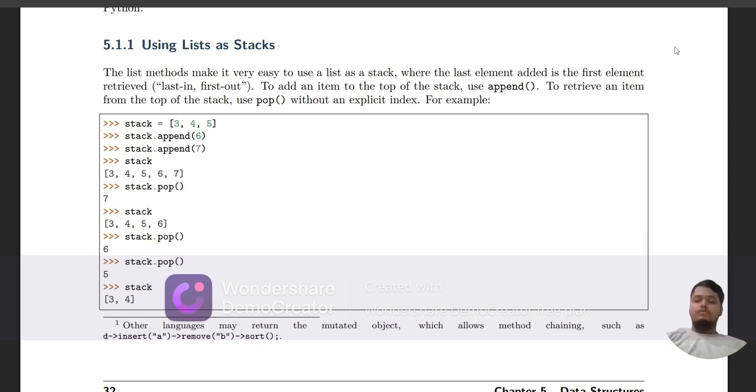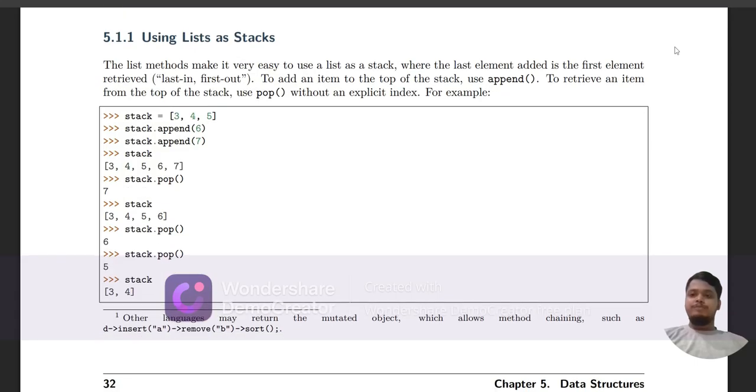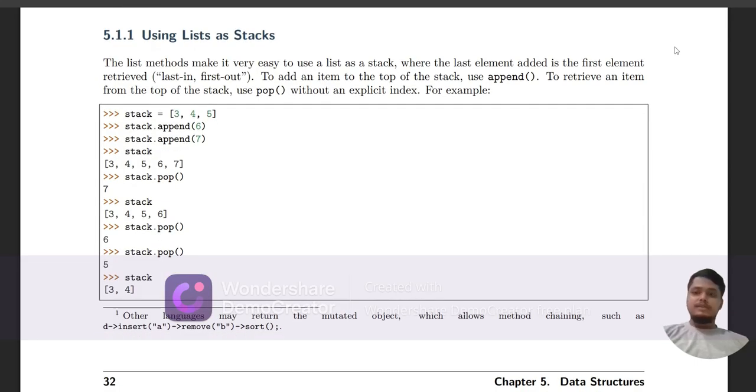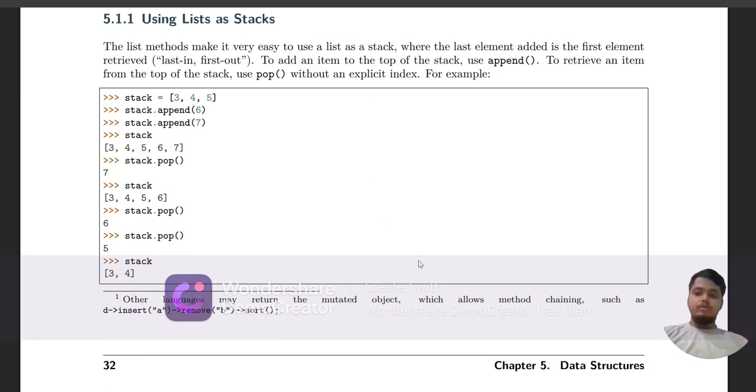Now, let's start with our topic that we have left behind: using lists as stacks. The list methods make it very easy to use a list as a stack, where the last element added is the first element retrieved. To add an item to the top of the stack, use append. To retrieve an item from the top of the stack, use pop without an explicit index. For example, here is an example for you to see.